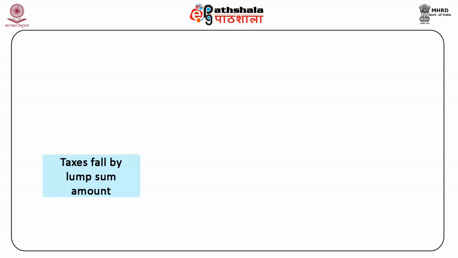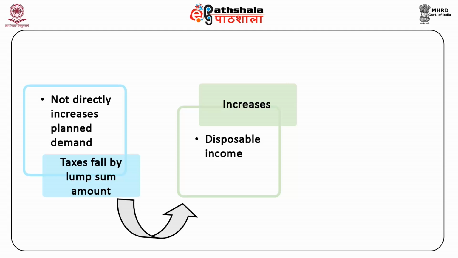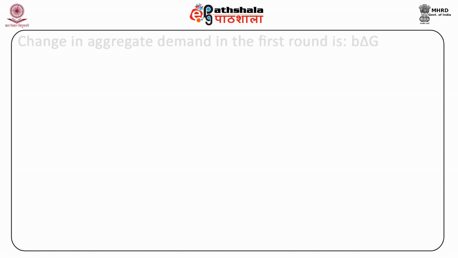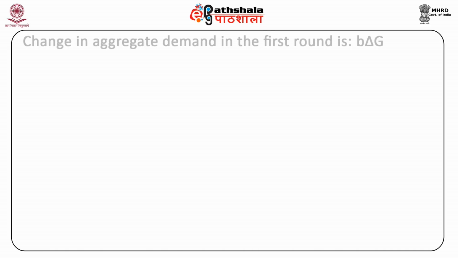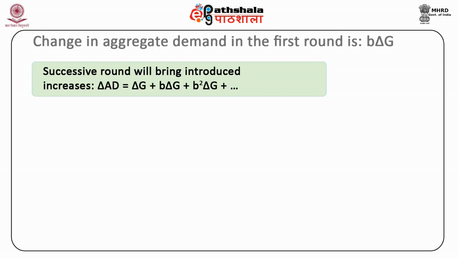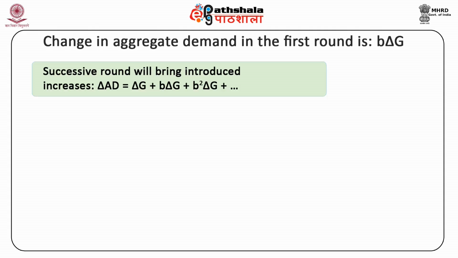However, when taxes fall by a lump sum amount, it does not directly increase the planned demand by the same amount. Fall in taxes first increases the level of disposable income by an equivalent amount. This rise in disposable income then increases consumption demand by marginal propensity to consume times the change in disposable income. Some part of this increase in disposable income is saved also and not consumed. Hence, change in aggregate demand in the first round is B into change in G, if change in G is the fall in taxes and increase in disposable income. Successive rounds will bring induced increases, that is, change in AD is equal to B into change in G plus B square into change in G, and so on.